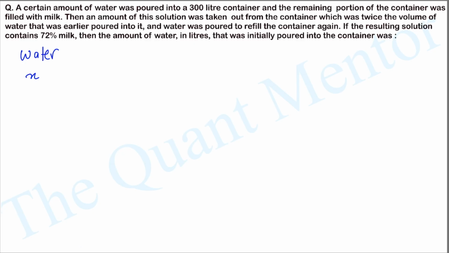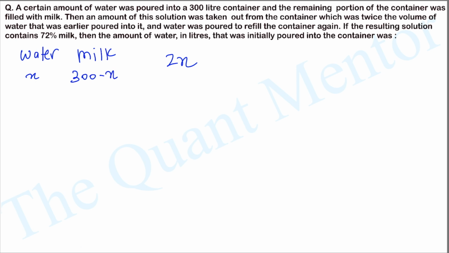Since the container's capacity is 300 liters, the milk content would be the remaining value, 300 minus X. Then an amount of this solution was taken out which was twice the volume of water that was earlier poured. So volume of water poured is X, twice of that is simply 2X. So now 2X liters is removed.